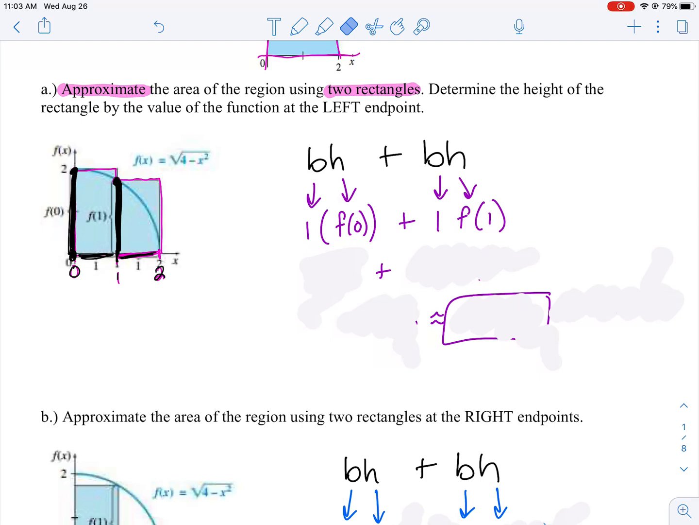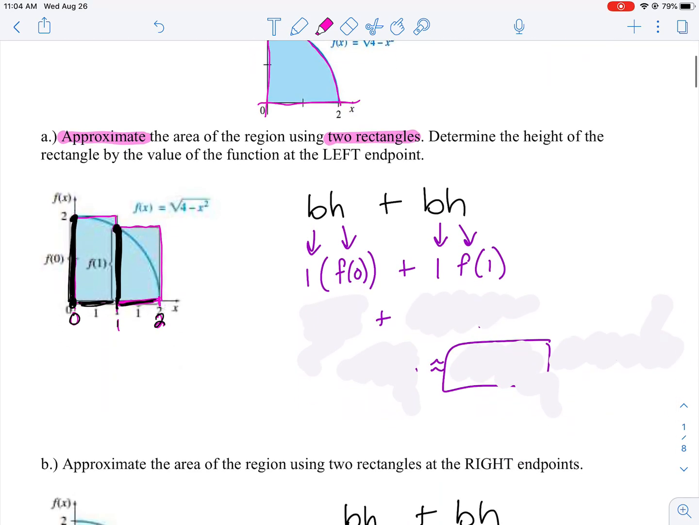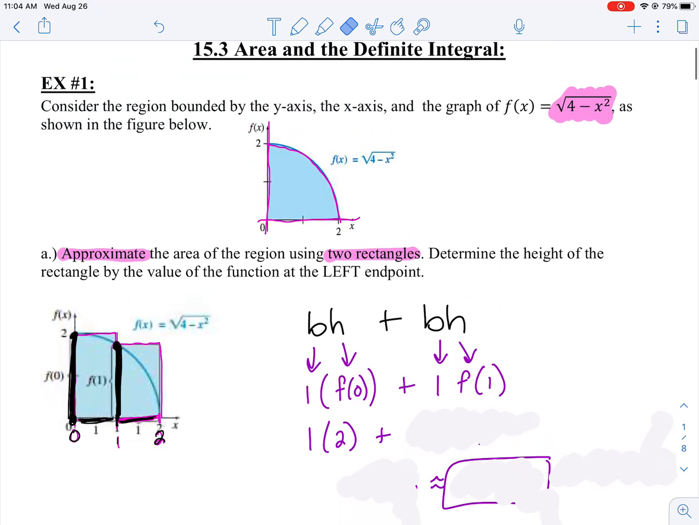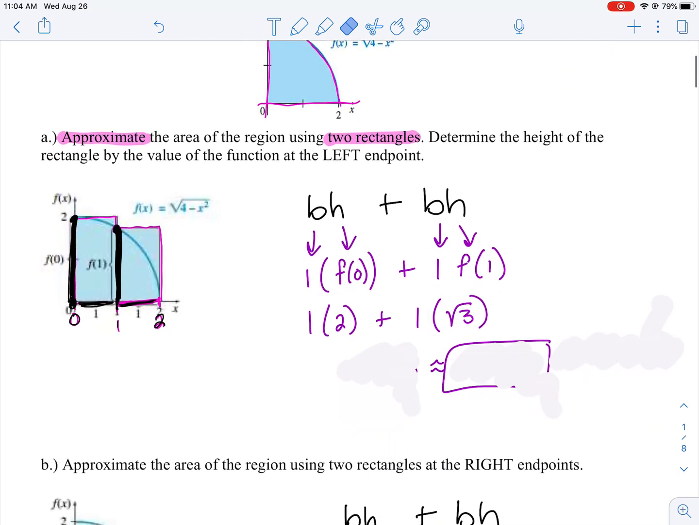When I take f of 0, that means I'm going to take my function, which, remember, was the square root of 4 minus x squared, and I'm going to plug in 0 for x so I can figure out what my height is at that point. When I did that, I ended up getting 2. I also want to find the height of my second rectangle. That was when x is 1. So I'm going to plug in 1 to my equation. 1 squared is 1. 4 minus 1 is 3. And I ended up with the square root of 3.